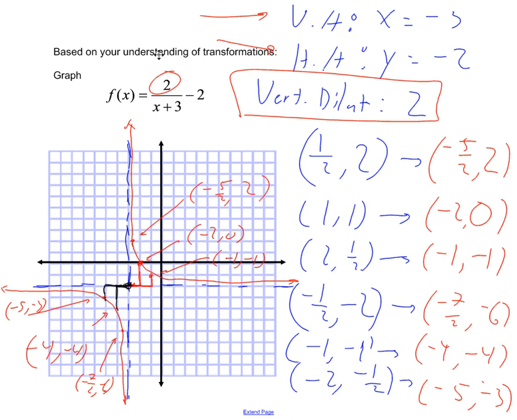So that is graphing rational exponents based on transformations. A little bit tricky, but with a little bit of practice, you should be able to get this down.